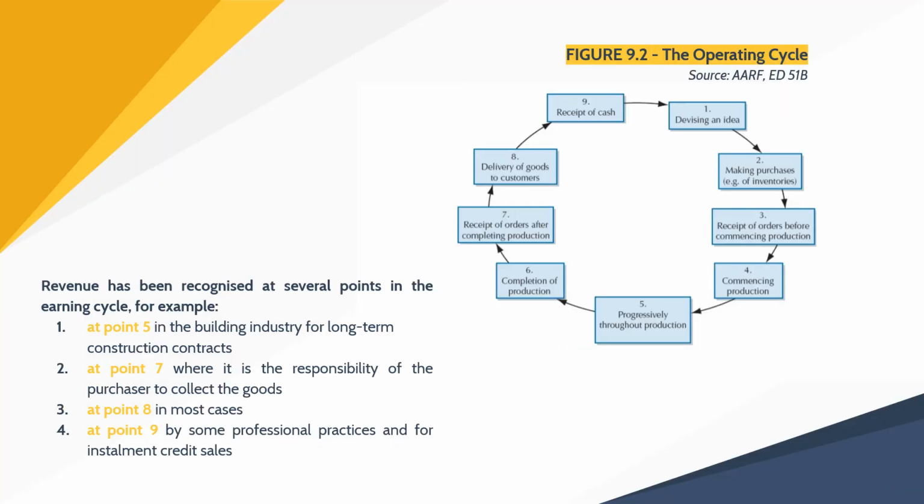Revenue has been recognized at several points in the earning cycle. For example, at point 5, progressively throughout production; at point 7, receipt of orders after completing production; at point 8, delivery of goods to customer; and at point 9, receipt of cash. We need to formulate criteria to help us decide what is the sufficient objective evidence. Over the years, based on the need for objective evidence, three criteria have evolved to ascertain whether revenue or gain should be recognized. I will explain the three general criteria for revenue recognition on the next slide.